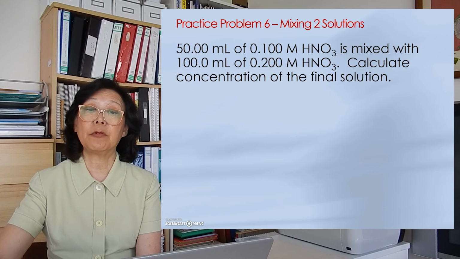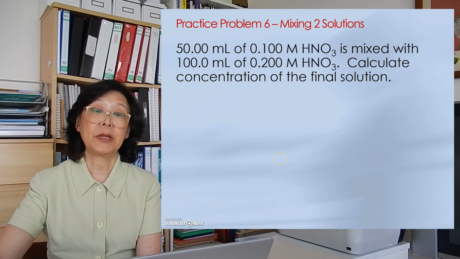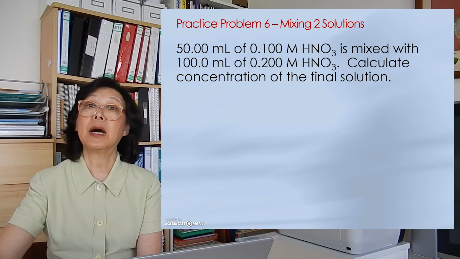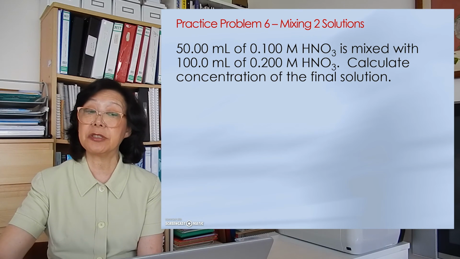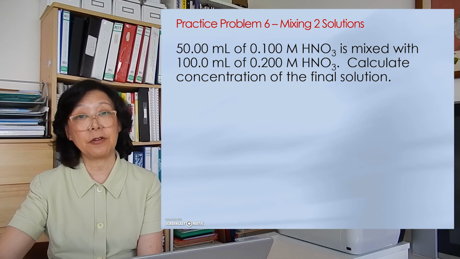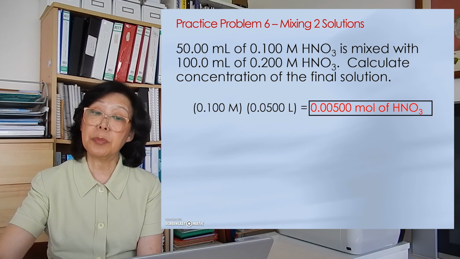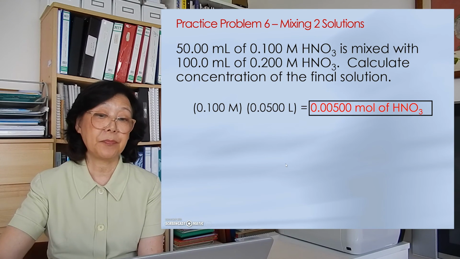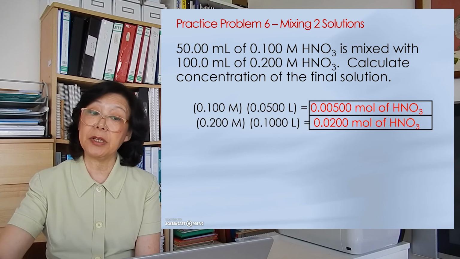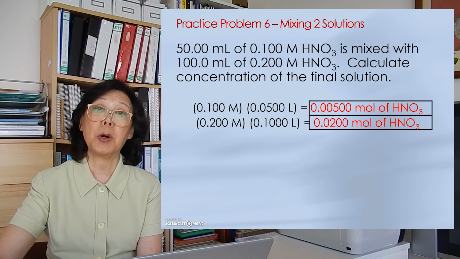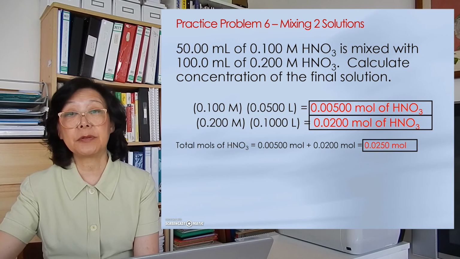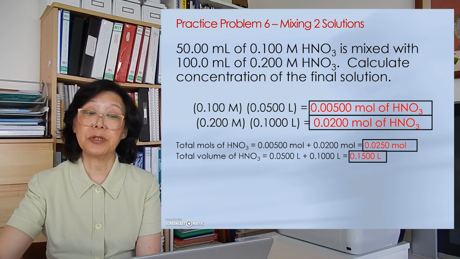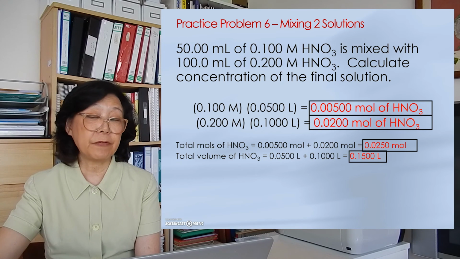The last problem deals with mixing of two solutions. We have nitric acid, 50 milliliter of 0.1 molar, and then we have another one, 100 milliliter of 0.2 molar. Let's mix them together and find the concentration of the final solution. So we calculate the moles of the first one, molarity times volume, we have 0.005 moles. Then we calculate the second one, molarity times volume, we have 0.02 moles. Adding up, we have 0.025 moles of nitric acid, the solute. And the total volume is 0.05 plus 0.1, 0.15 liter.